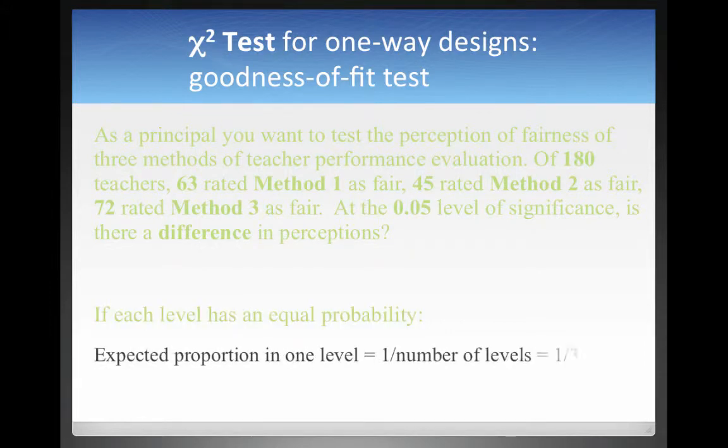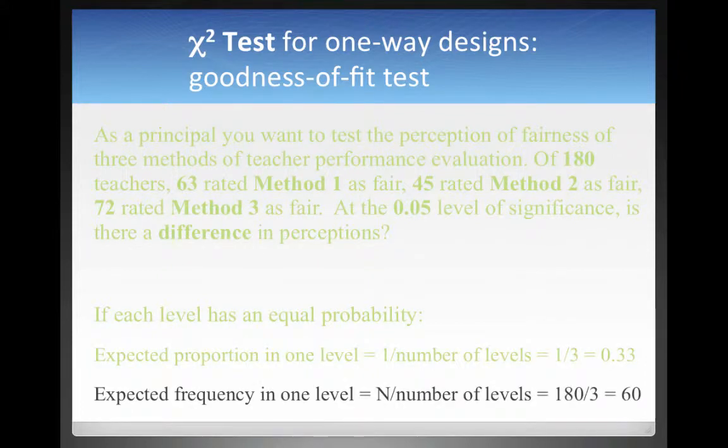Each level has the equal probability, so there are 3 levels, method 1, 2, 3. So there's a 1/3 chance, and if we have a frequency of 180, the proportion is 1/3, so the expected frequency is 60 for each category. 180 divided by 3.